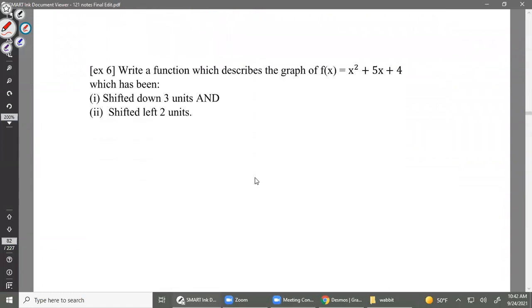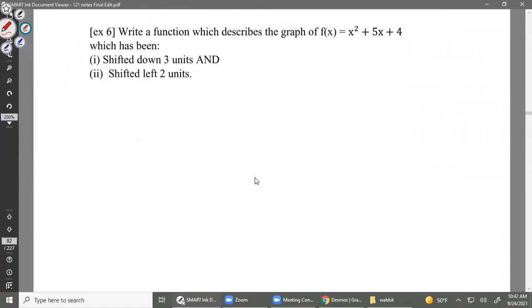All right, example 6, write a function which describes the graph of f of x, which is x squared plus 5x plus 4, which has been shifted down 3 units and then shifted left 2 units. The base function that I have will be g of x equals something squared plus 5 times something plus 4. This is my base function.